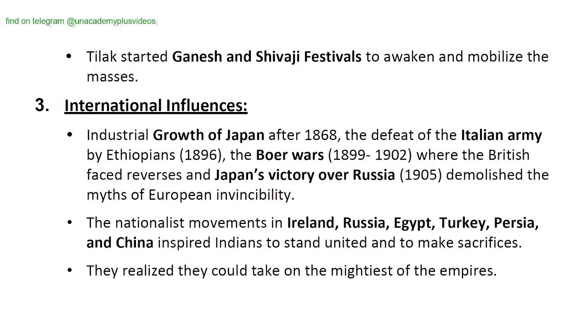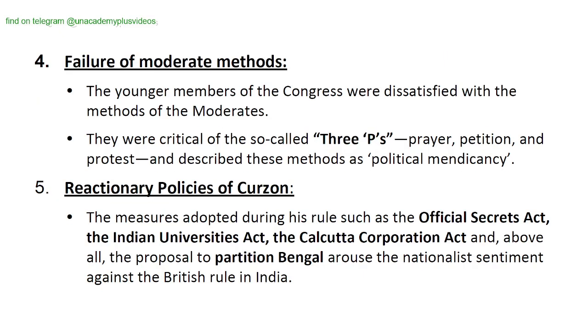International influences. The industrial growth of Japan after 1868, the defeat of the Italian army by Ethiopians, the Boer Wars, where the British faced reverses, and Japan's victory over Russia demolished the myths of European invincibility. The nationalist movements in Ireland, Russia, Egypt, Turkey, Persia and China inspired Indians to stand united and to make sacrifices. They realized they could take on the mightiest of empires.